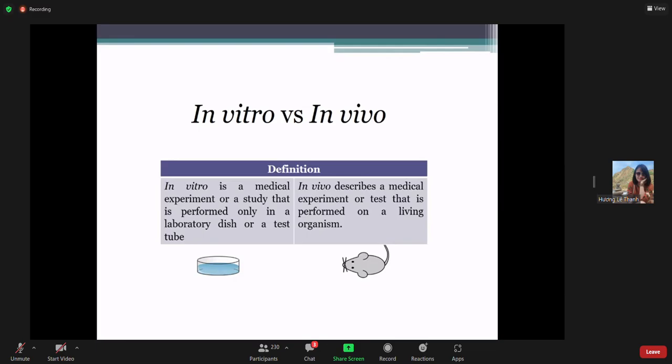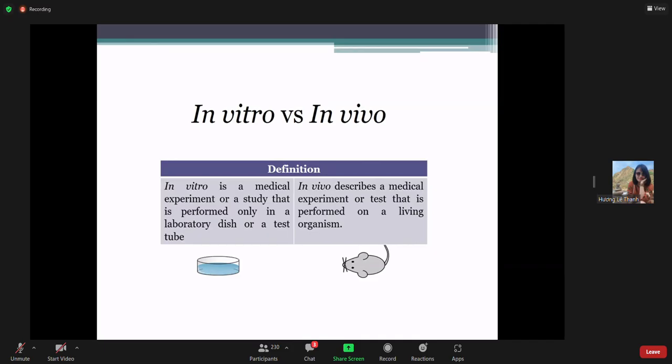So, okay, we have a definition between in vitro and in vivo. In vitro is a medical experiment or study that we perform only in a laboratory dish or a test strip. That's why it's test strip, or in Vietnam we call it trong ống nghiệm.